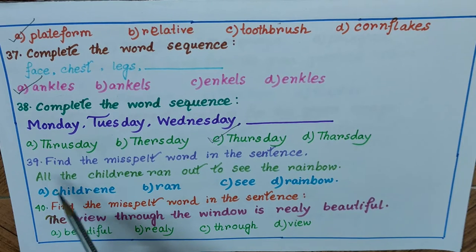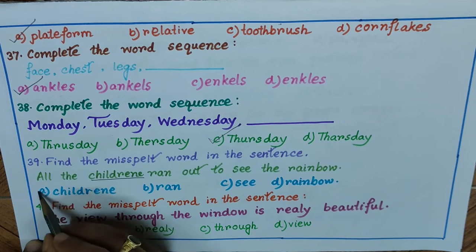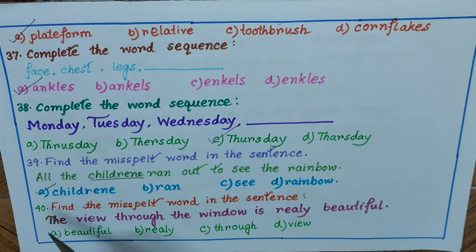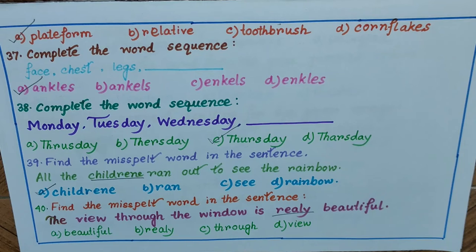Question 39. Find the misspelled word in the sentence. All the children. So children is the wrong word, and children is over here. So A is the right answer. 40. Find the misspelled word in the sentence. The view through the window is really. Really, the spelling is wrong. We need double L for really. And that is why answer B is the right answer.